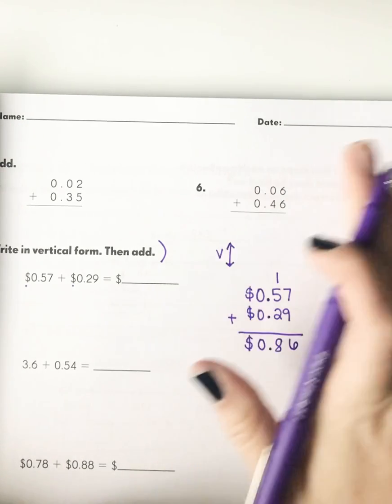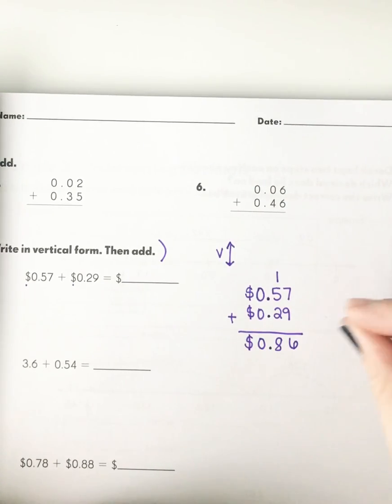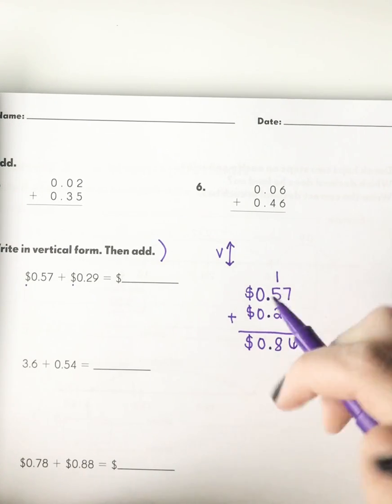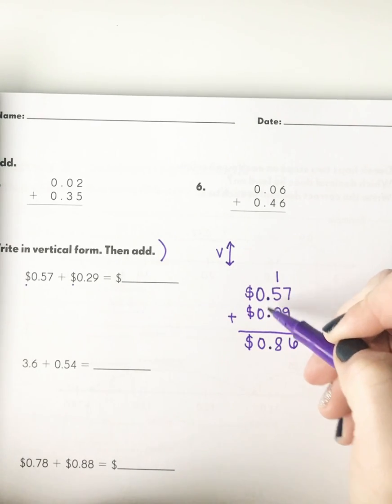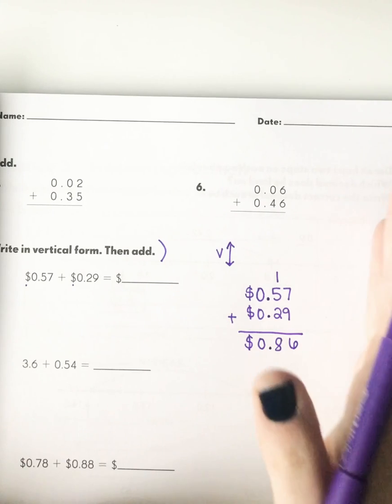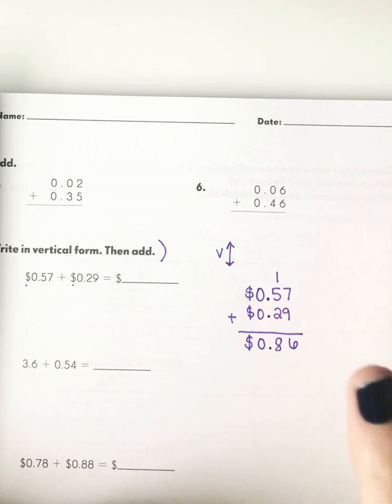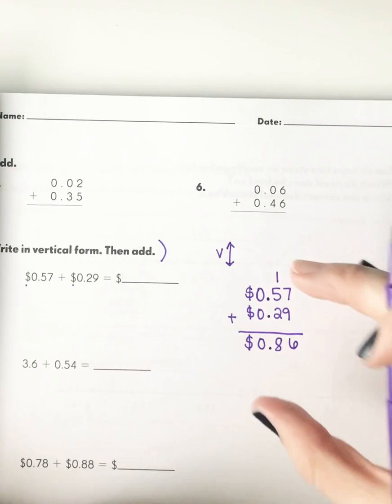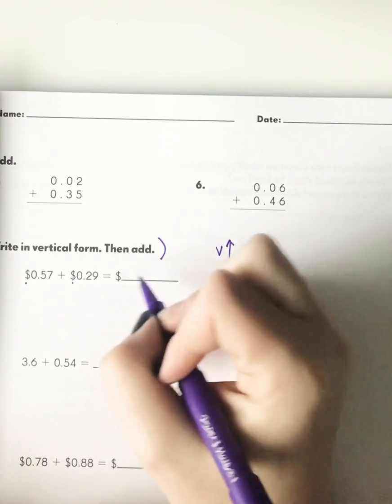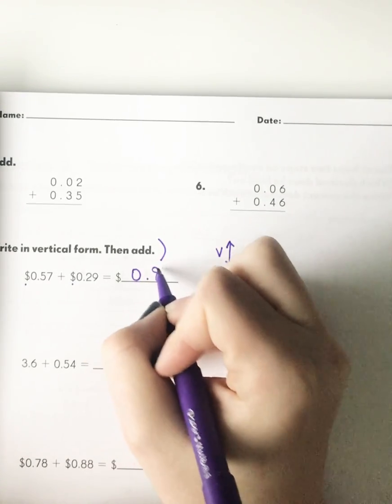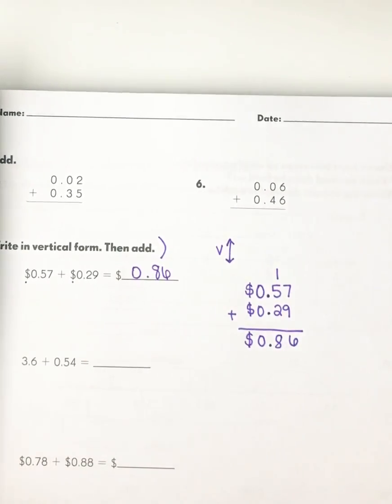Okay, so before you even begin adding, and even whenever you end, it might be good to double check the fact that you have lined up your decimals, because that will help you to determine whether you have the correct form of an answer. So I'm going to go ahead and put my answer over here. So they have 86 cents.